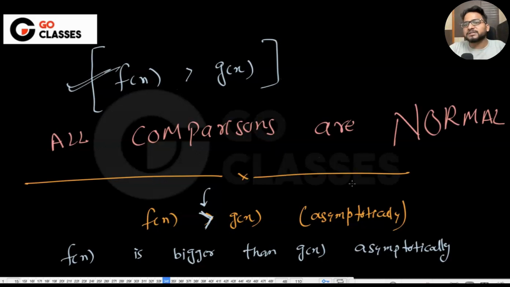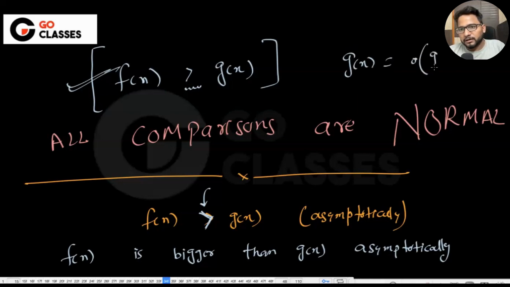These comparisons are all normal. I mean, if you're writing like this, greater than is defined for the normal real numbers, not for the functions. I mean, you can define it for the function, that's not an issue. We are comparing two functions only, but this is not for the asymptotic. For comparing asymptotically, what you do, you write like this, that f(n) or g(n) or whatever.